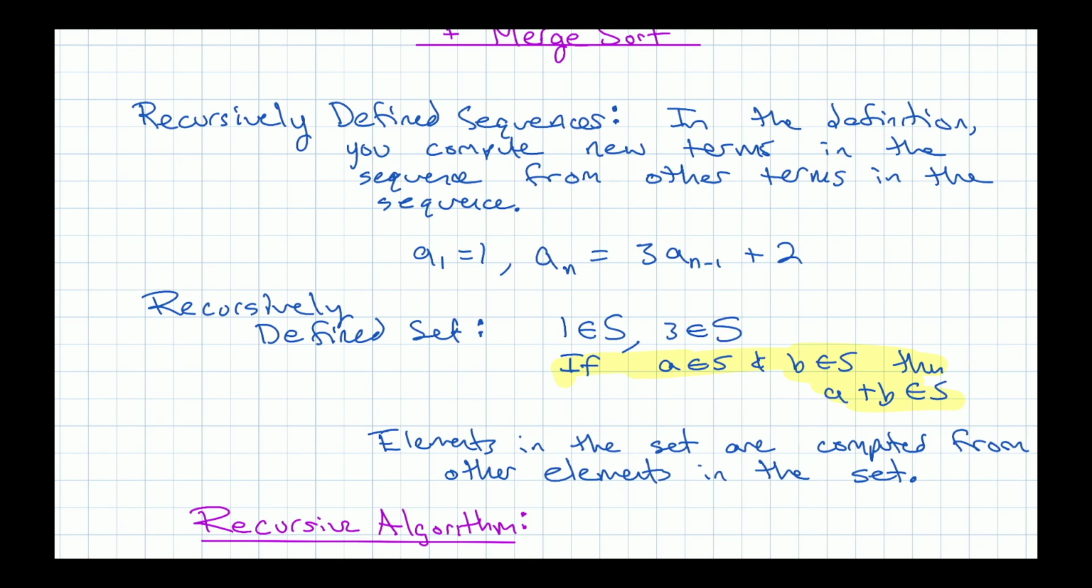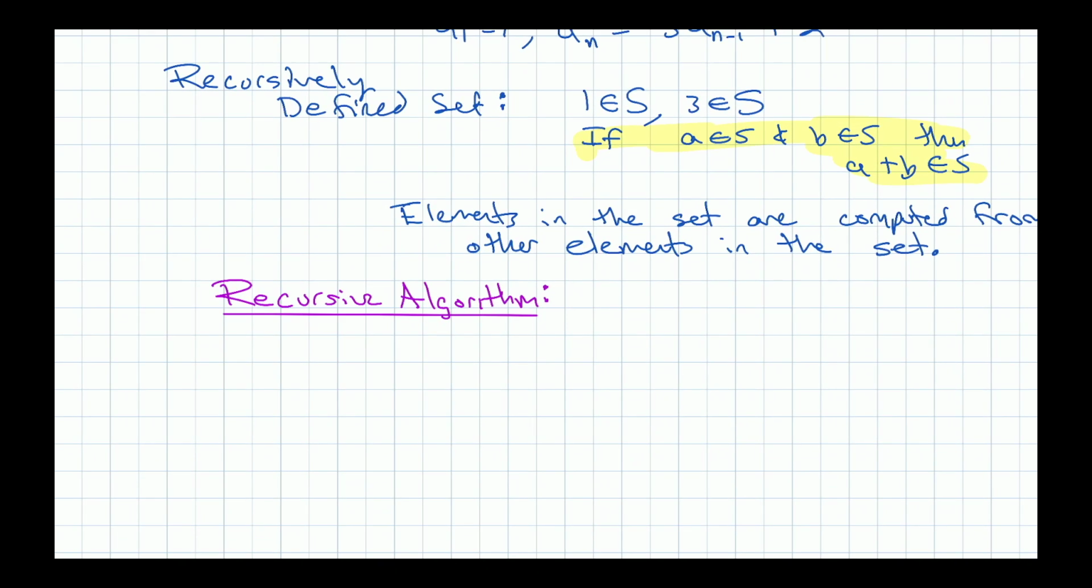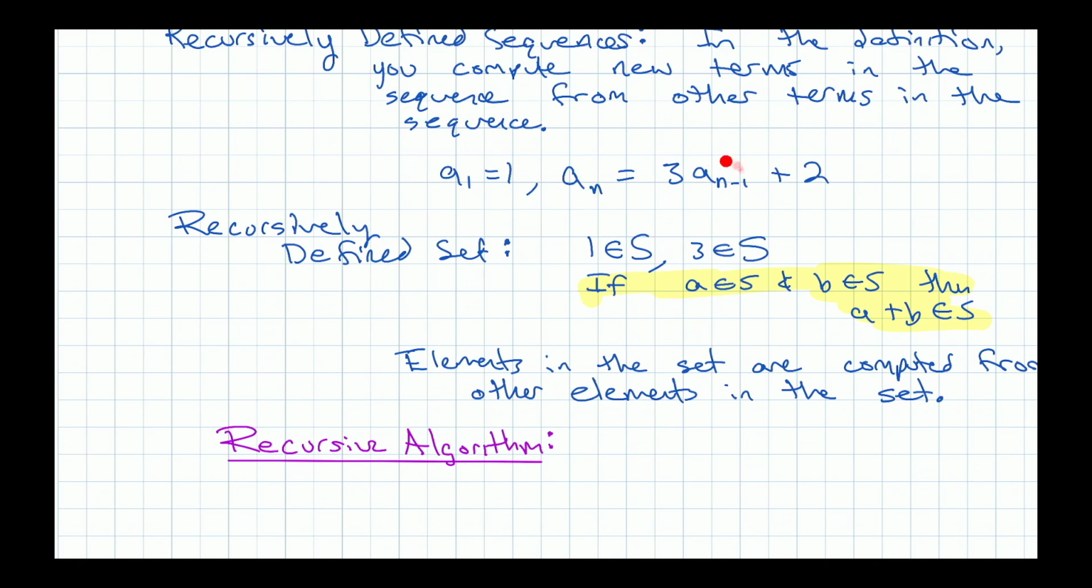Okay. So the idea is that for a recursively defined sequence, the formula for a term in the sequence comes from other terms in the sequence, right? Basically, the formula for A_n refers to itself, another A_n with a different index, but it's still one of the A_n's. So the formula refers to itself. Same thing for a recursively defined set. We want to know what's in the set S. And if you know two things that are in S, then you can compute another one. So to compute a new one, you look at old ones.